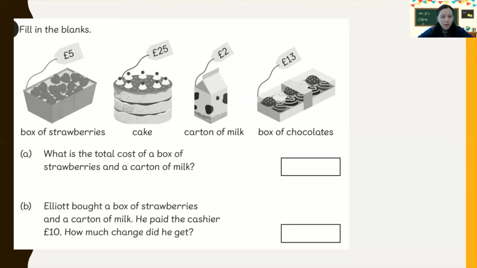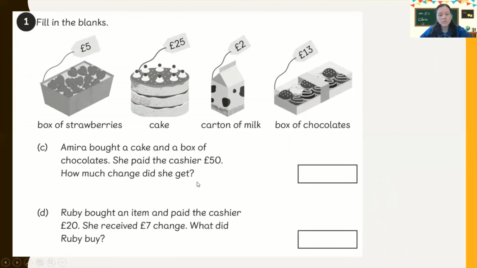Okay, so box of strawberries and carton of milk. 5 add 2. We can do that. That's simple. 5 add 2, 5, 6, 7. Okay, so he bought this and he paid the cashier in a £10 note, which is a perfectly acceptable way to pay for something that's £7. But what change would he be expecting? So 10 take away 7, for which you would need to borrow. But you could probably do it in your head. 10 take away 7, I would hope so. How much change did he get? £3. Give yourself a big tick and a pat on the back if you got that right.